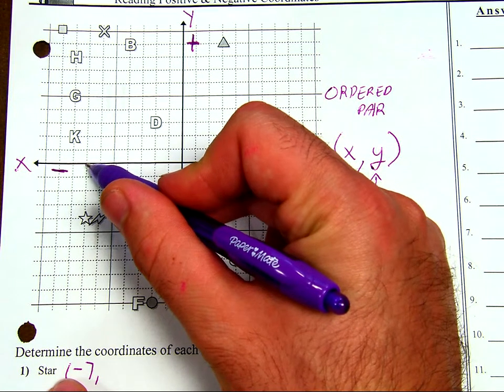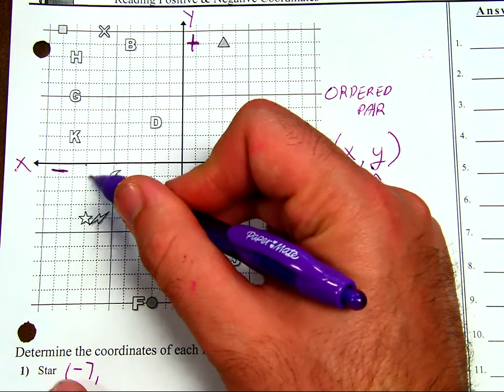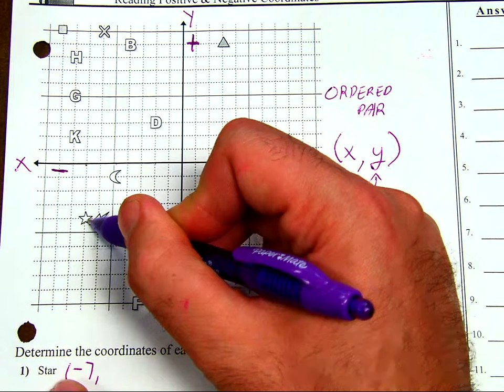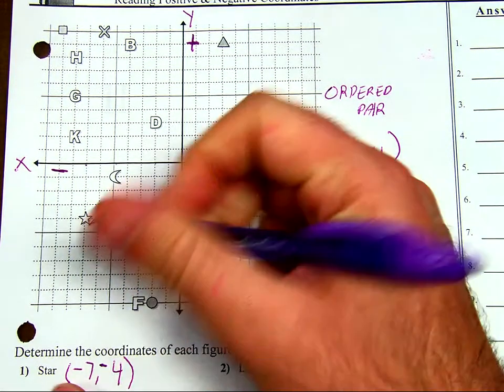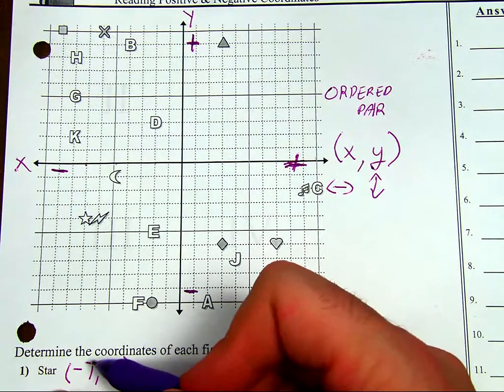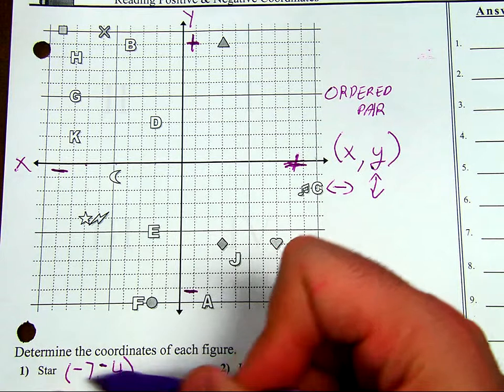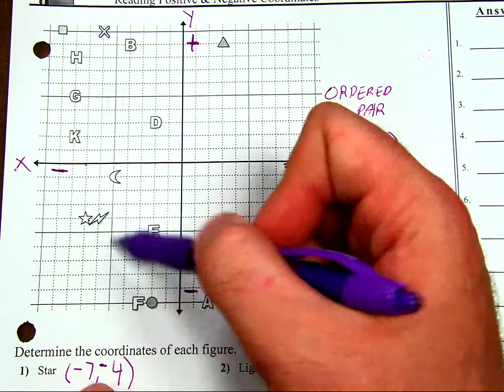Now, I have to figure out how many spaces it went up and down. In this case, it's down, so it's going 1, 2, 3, 4 spaces down. 4 spaces down. Negative is down. Just to reiterate, I went first, how many spaces did I go left and right? Then how many spaces up and down? Since I went left, it's negative. Since I went down, it's negative.